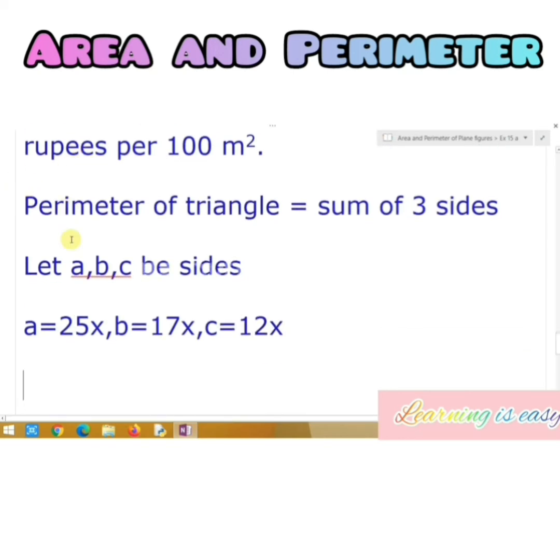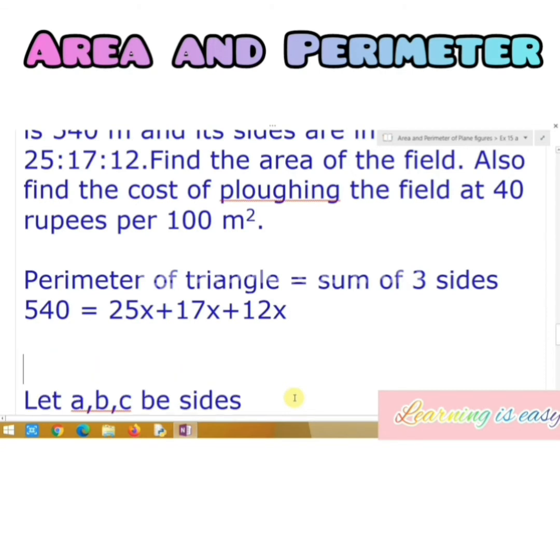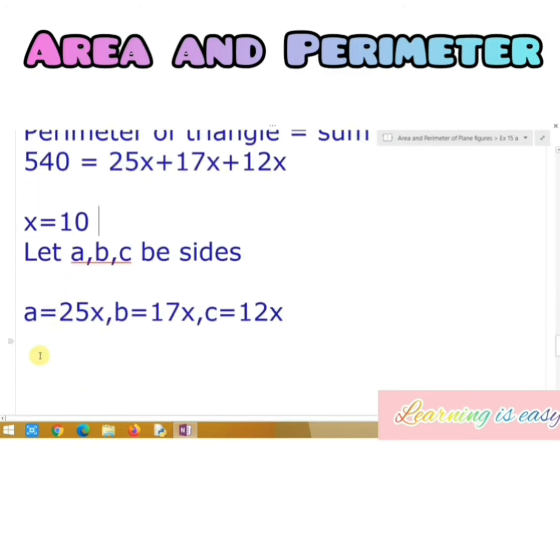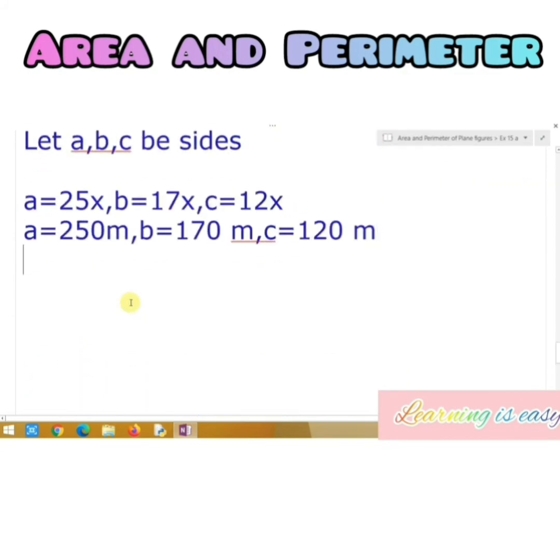So we already know the left hand side, that's the perimeter, which is 540 meter equal to 25x plus 17x plus 12x. So with that we can get the value of x. That's going to be 10. So by substituting this in each of these sides, we can get the sides. 25 into x is 250 meter is the first side. 17 into 10 is 170 meter is the second side. 12 into 10 is 120 meter is the third side of the triangular field.